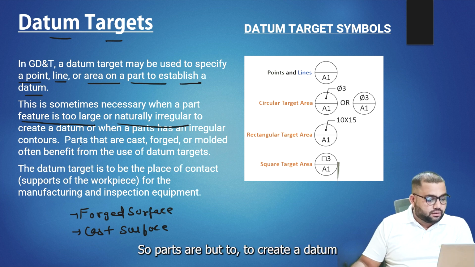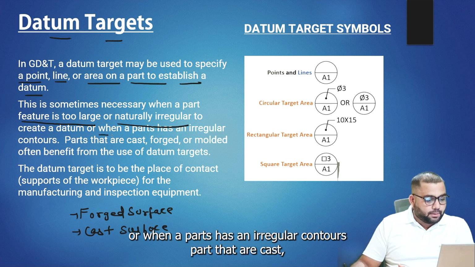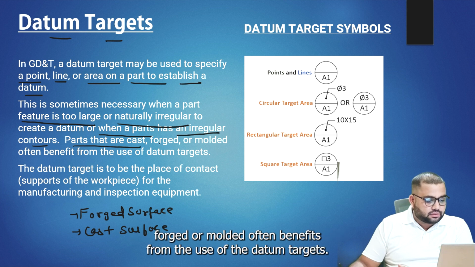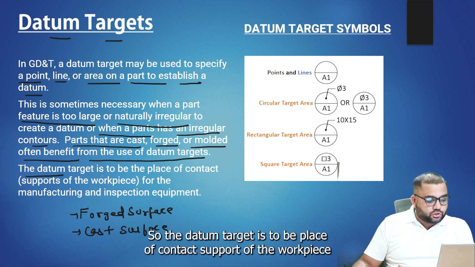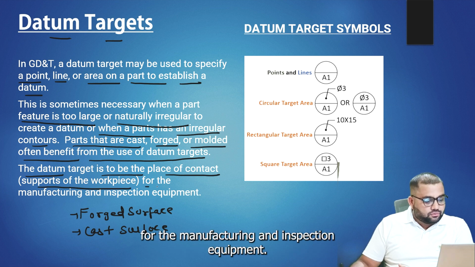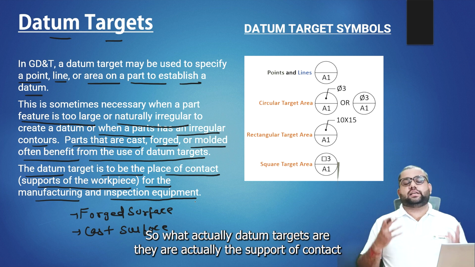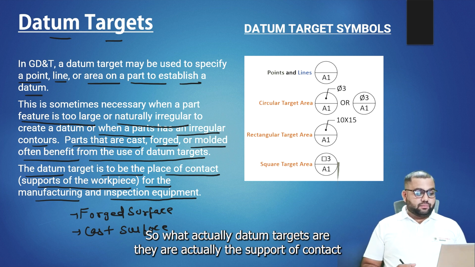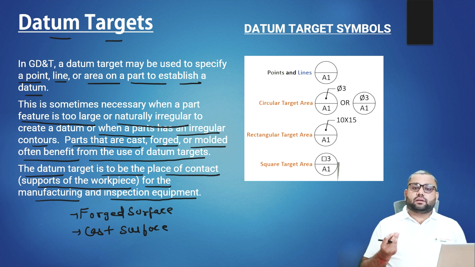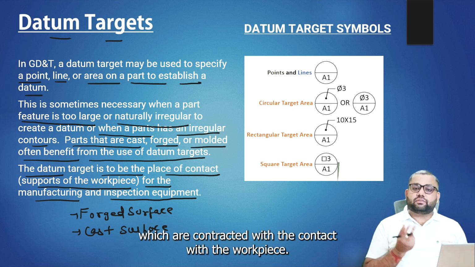When a part has irregular contours, parts that are cast, forged, or molded often benefit from the use of datum targets. Okay, so the datum targets are the place of contact, the support of the workpiece for the manufacturing and inspection equipment. So what actually are datum targets? They are the supports, the contacts made with the workpiece.